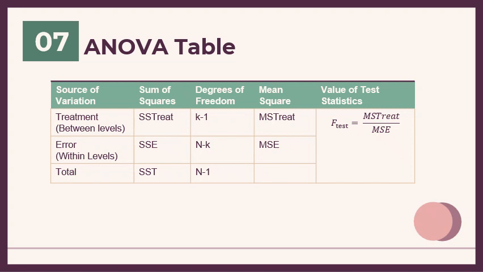And the degrees of freedom, like I mentioned just now, for the treatment and the error are k minus 1 and n minus k, and lastly the total degree of freedom becomes n minus 1. Then the fourth column is the mean square. The mean square for the treatment is MS treat, and for the error is MSE. Based on these two values, we can fill in the last column, which is the value of the test statistic, the F-test, which is equal to MS treat over MSE.